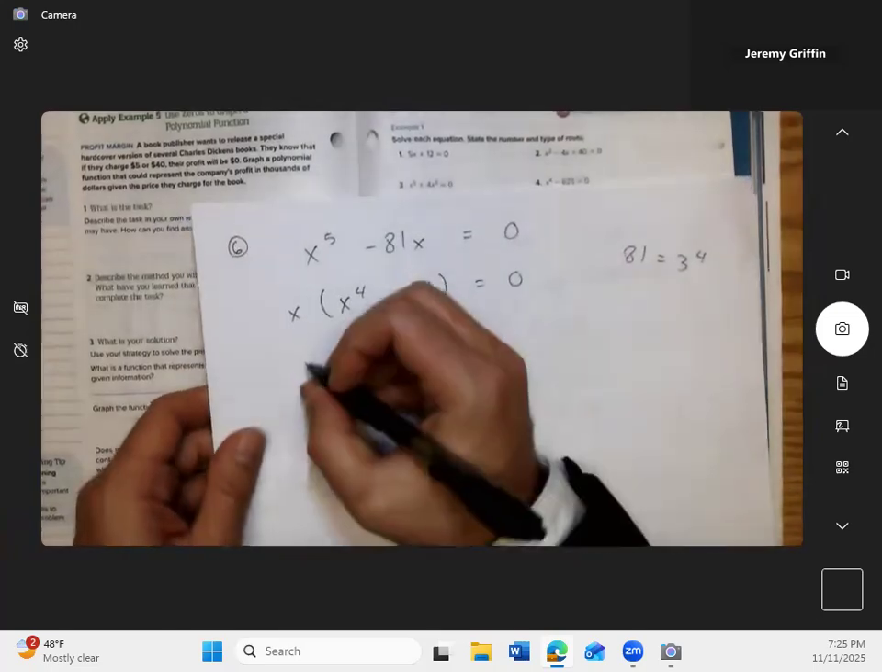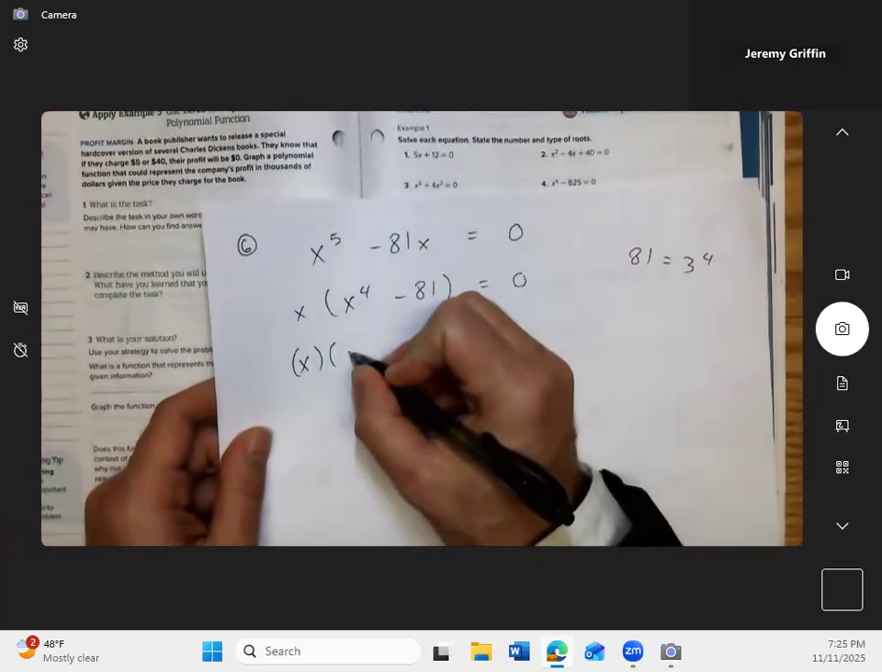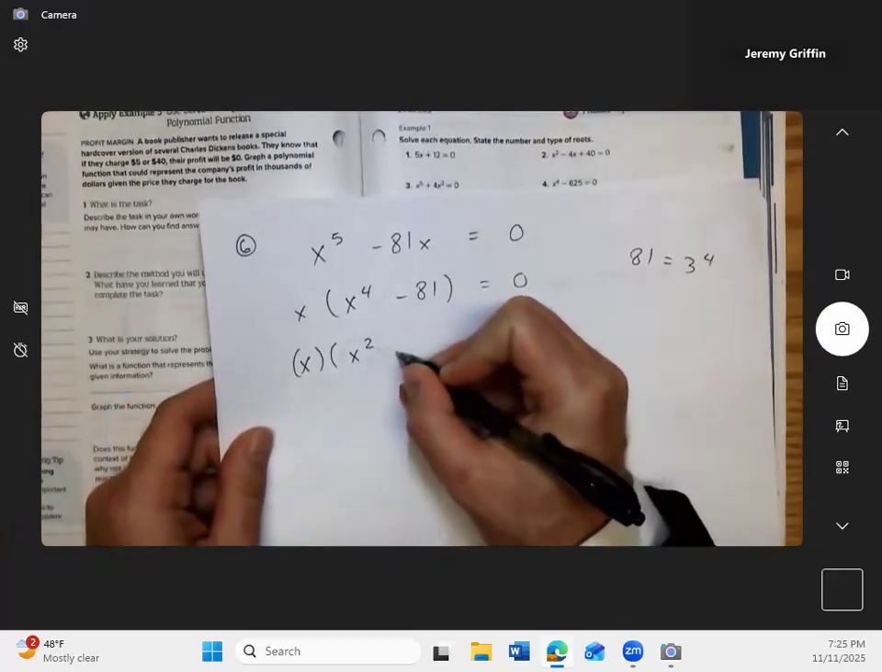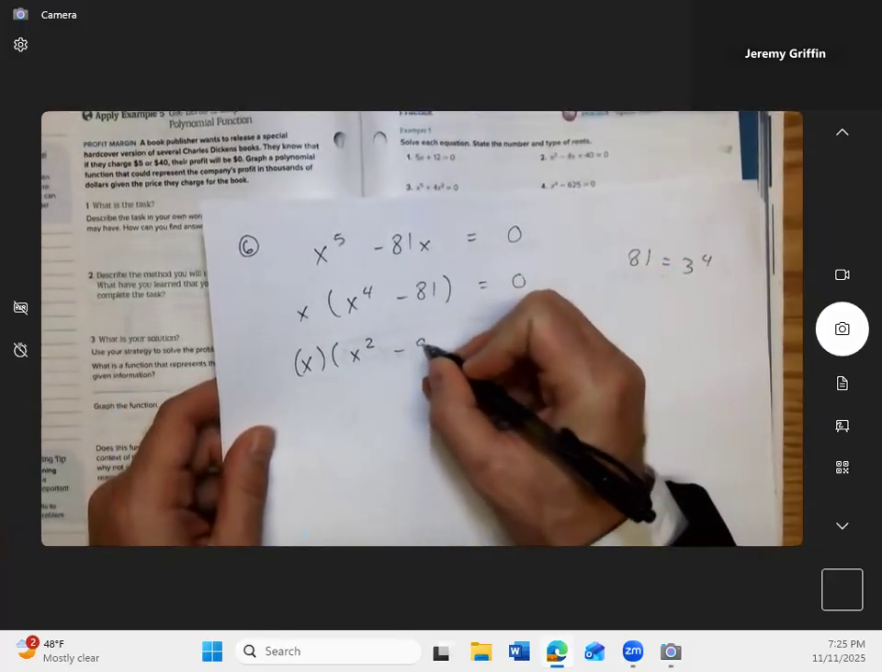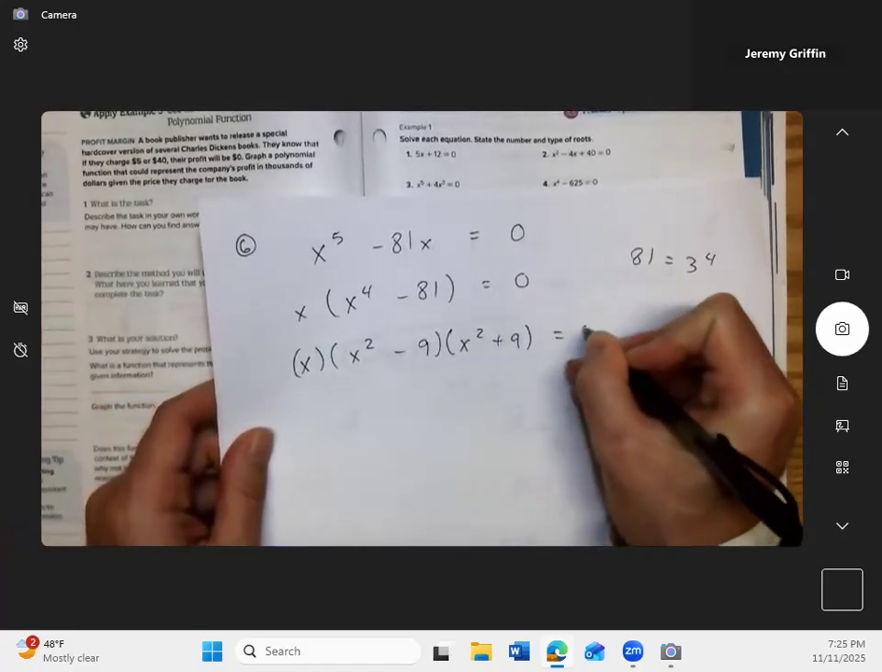Interesting. I'm sure there's a way to factor that. Right. What if I do this? What if I do x squared minus 9 and x squared plus 9? I think that should work, right?